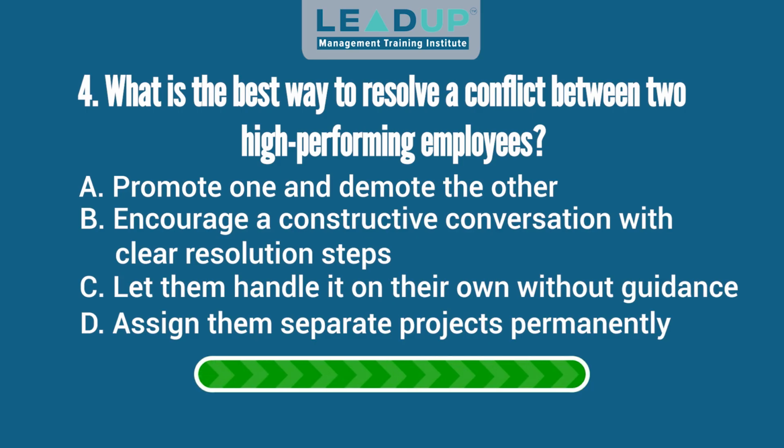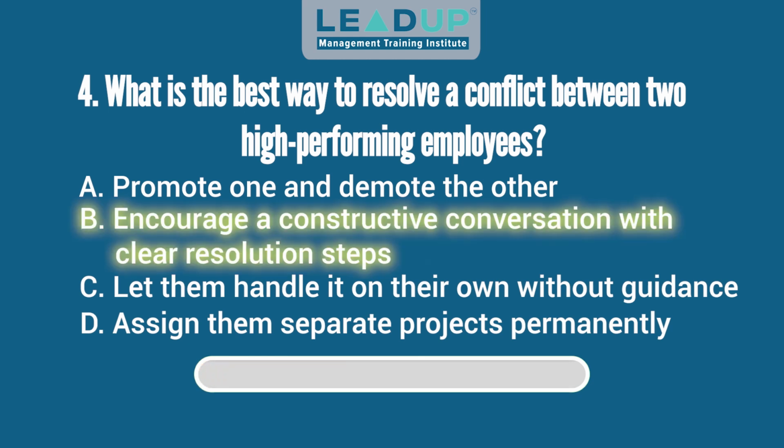Question 4. What is the best way to resolve a conflict between two high-performing employees? A. Promote one and demote the other. B. Encourage a constructive conversation with clear resolution steps. C. Let them handle it on their own without guidance. And D. Assign them separate projects permanently. Answer. Encourage a constructive conversation with clear resolution steps.